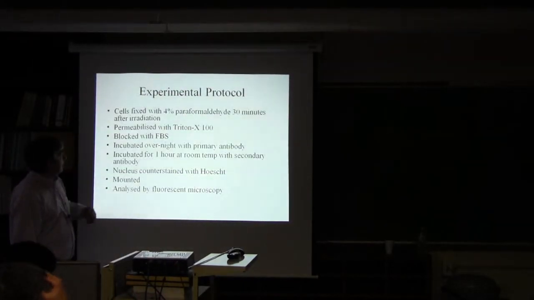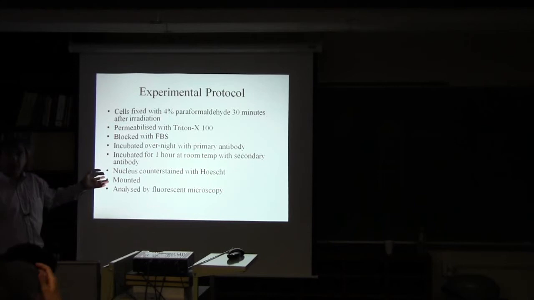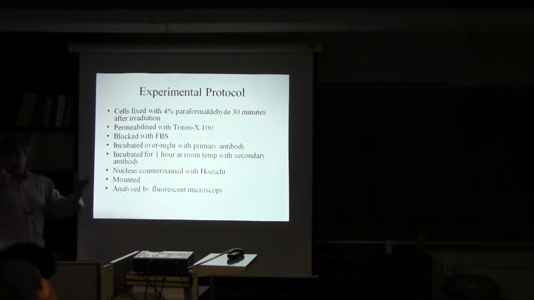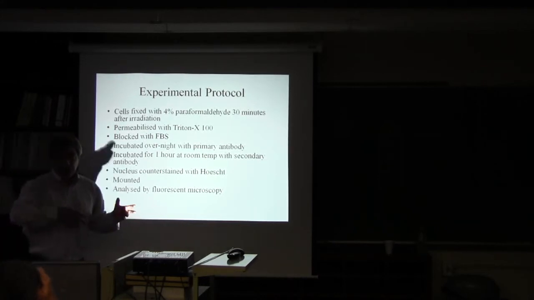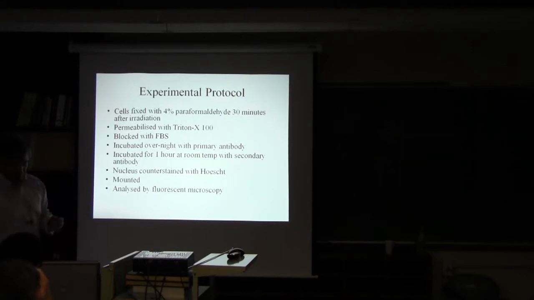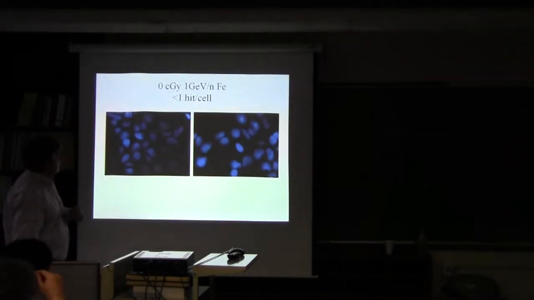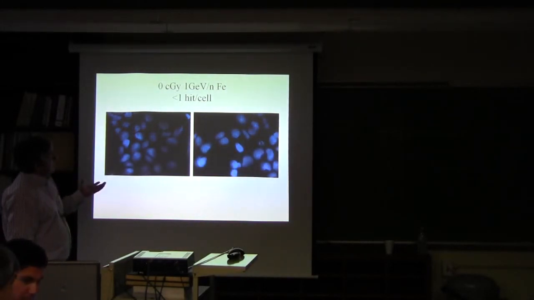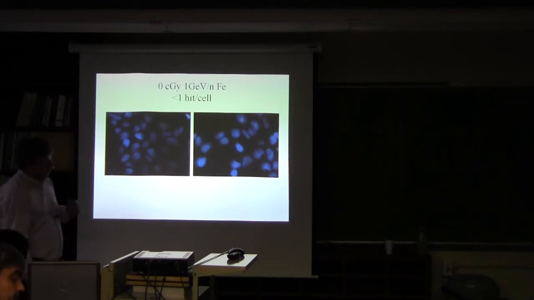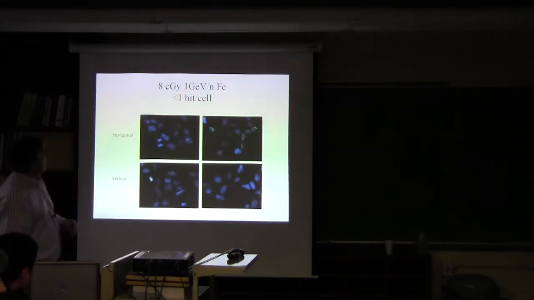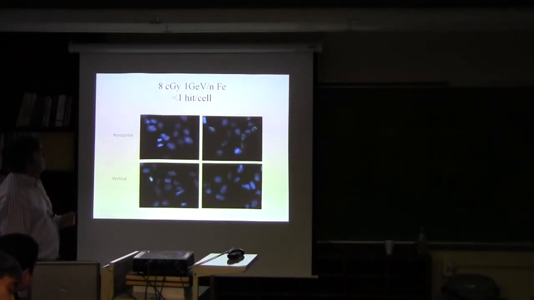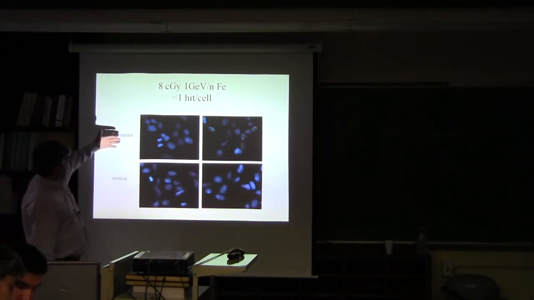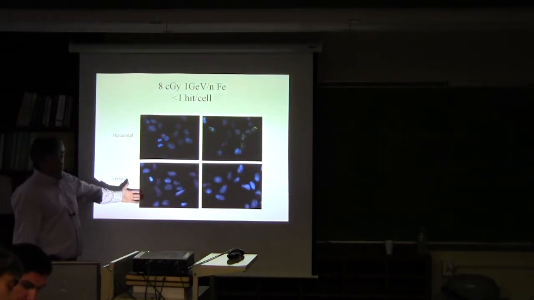We are not interested in that. This is a kind of standard protocol for gammaH2AX. You can refine it, depending on whether you use a tissue, depending on the antibody. So it's the small detail for each protocol that you will use. Okay, this is control, less than 1 hit per cell. As a control, nothing. This is 8 centigray, so 1 GeV ion, less than 1 hit per cell. This is the horizontal irradiation, and this is the vertical.